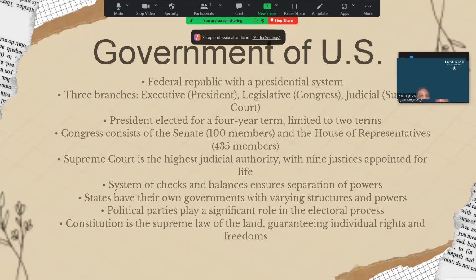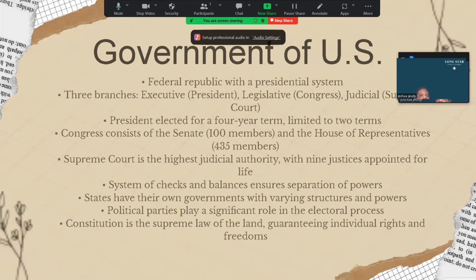Now, the 3 branches. The executive, that is the president. Head of the executive right now is Mr. Joe Biden, who is currently the president. And then we'll have elections next year to decide who will be president afterwards. The executive is responsible for enforcing all the laws made by the legislative.